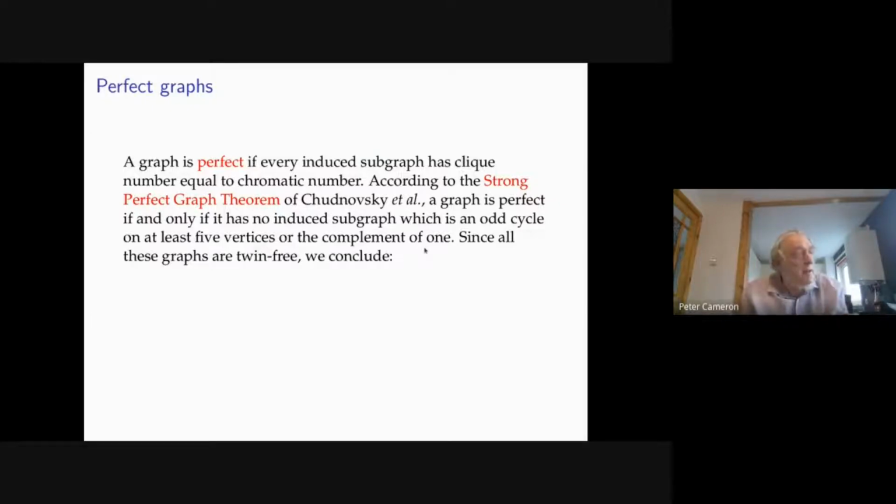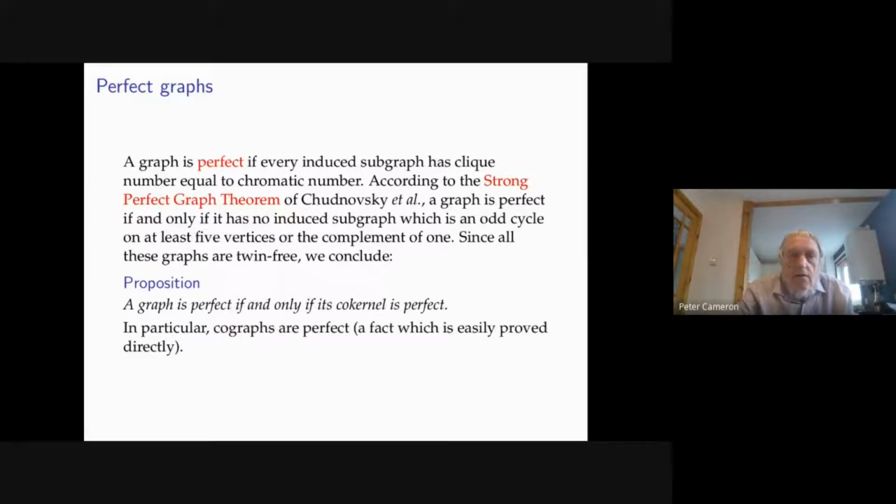You only have to check cycles because twins are preserved by complementation. So cycles are twin-free, and therefore we conclude that a graph is perfect if and only if its co-kernel is perfect. And as a particular application of that, cographs are perfect. Now, you can easily prove that directly, but it follows from this because if a graph is a cograph, then its co-kernel is a single vertex, and a single vertex is obviously a perfect graph. So our class of cographs sits inside the class of perfect graphs.